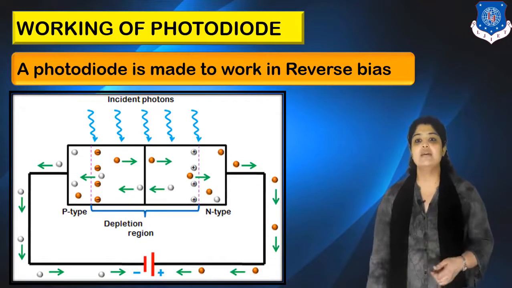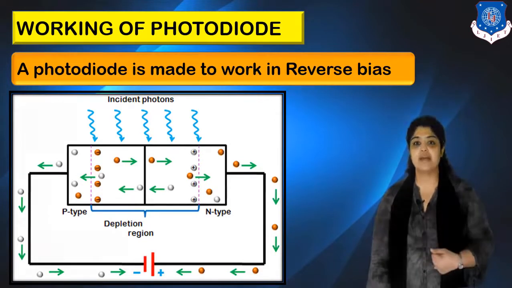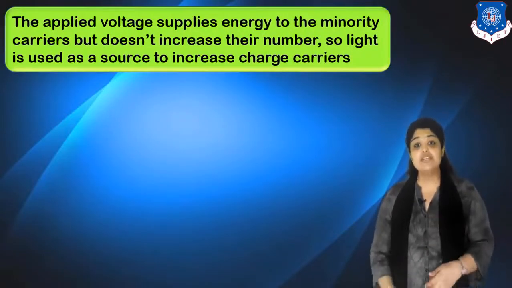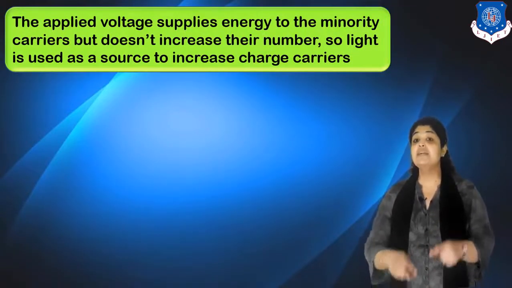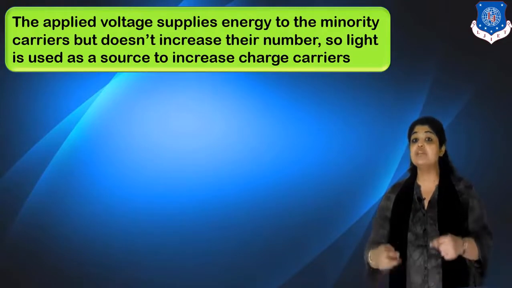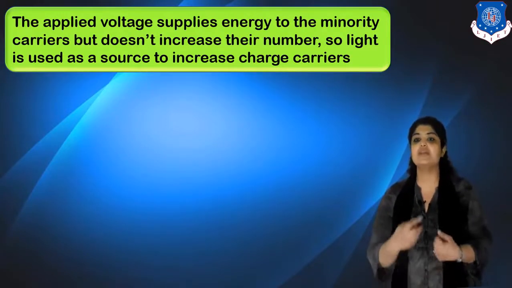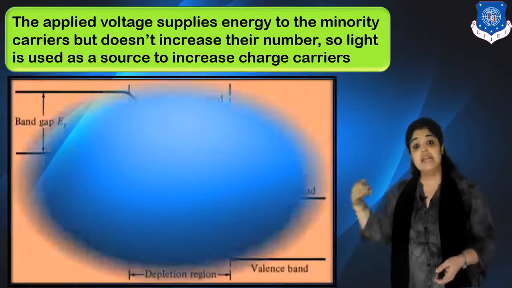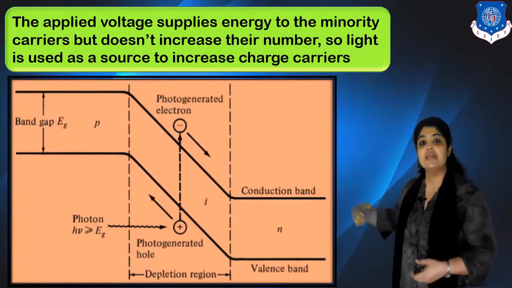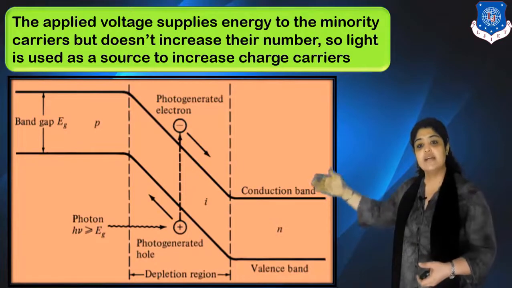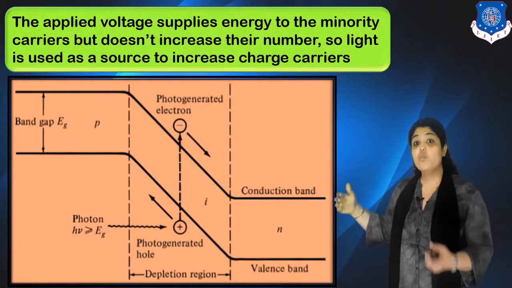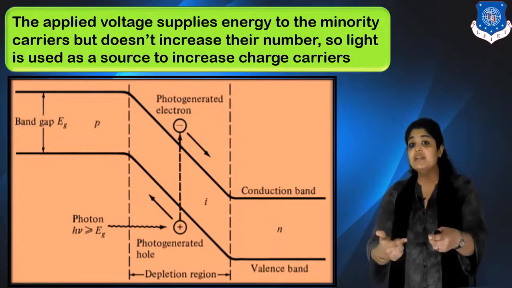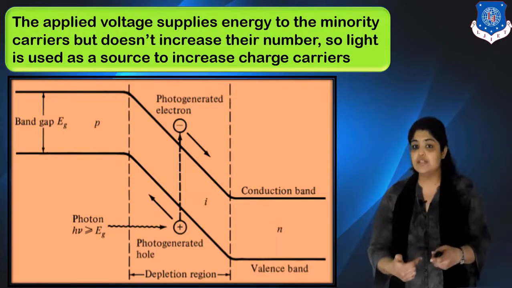Let's understand with the help of energy band diagram. Before that, the applied voltage supplies energy to minority carriers, but it does not increase their number. And so light is used as a source to increase these charge carriers. Now let's see the energy band diagram. In the energy band diagram, you can just see P side and N side, conduction and valence of both. What is happening in the wide depletion layer? Now why is the depletion layer wide? Because of the reverse bias condition.